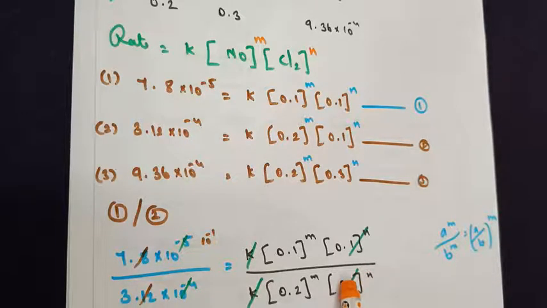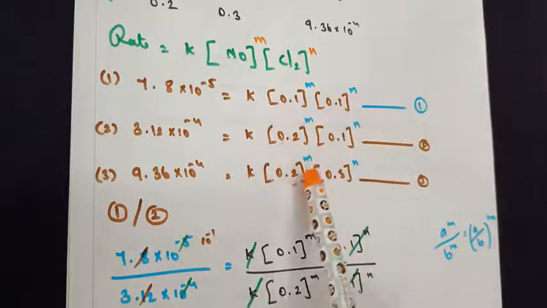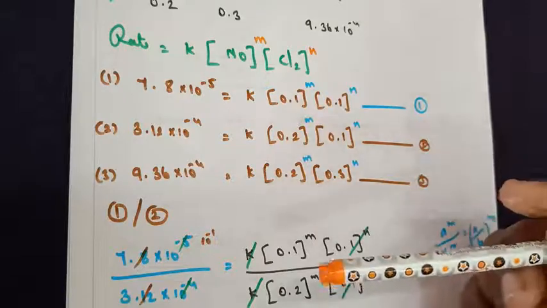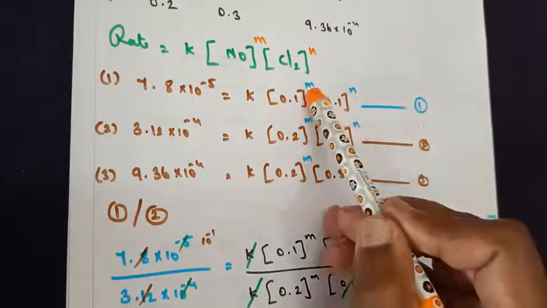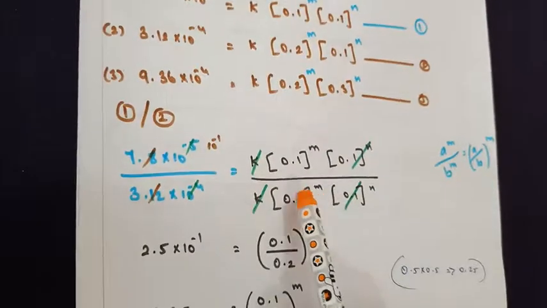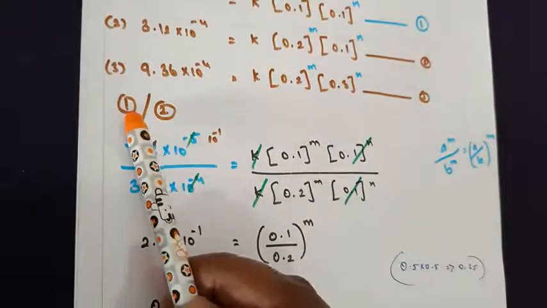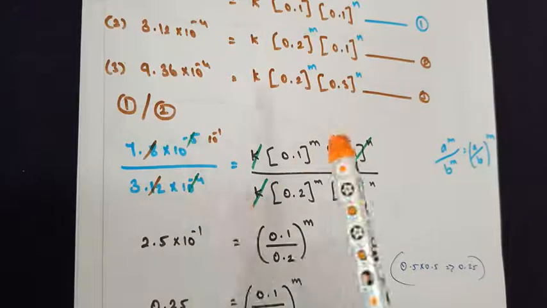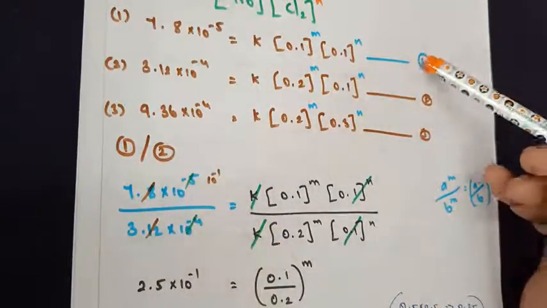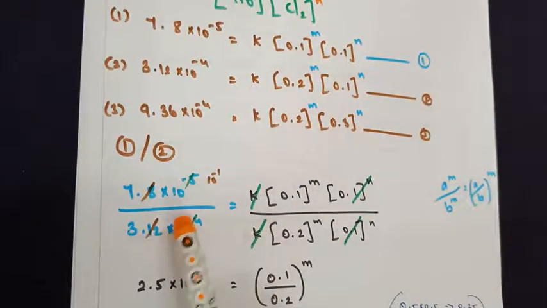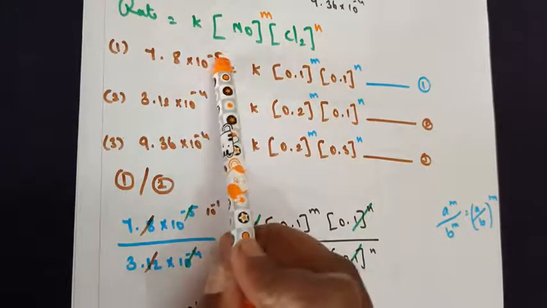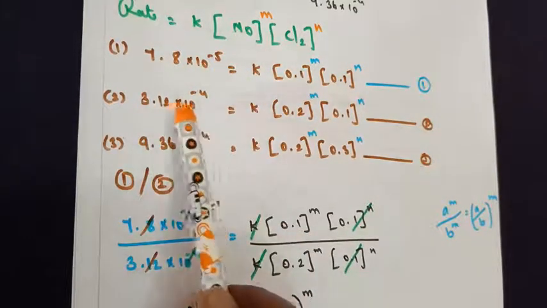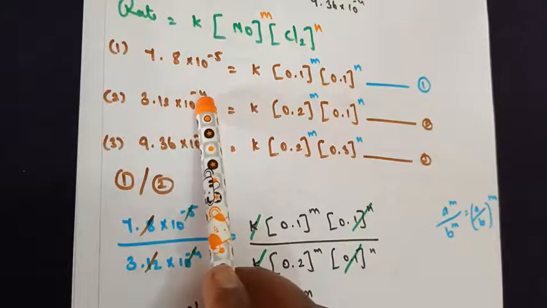Am I making my points clear? So this is how you have to analyze the given data and select which one will give you the value. If n gets cancelled, we can easily find out the m term. Let's see how to go about it. So I am writing 1 divided by 2. You understand why I am dividing 1 by 2? Now substitute the values. The first reaction rate value is 7.8 into 10 to the power 5. The second rate value is 3.12 into 10 to the power minus 4.